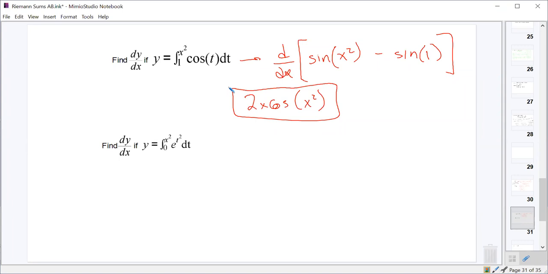All right, cool. So let's take a look at this integral from 0 to x squared of e to the t squared. You probably don't know a function that is the antiderivative of e to the t squared, and that's fine. You're not going to need to.